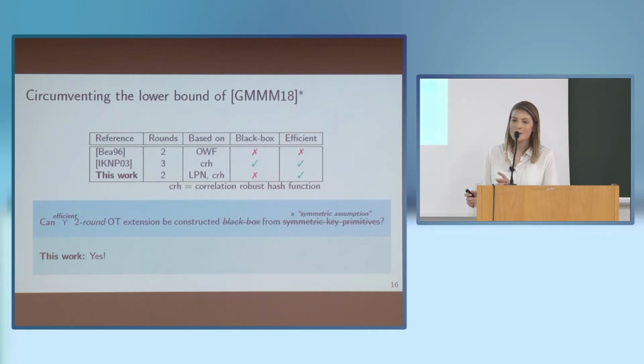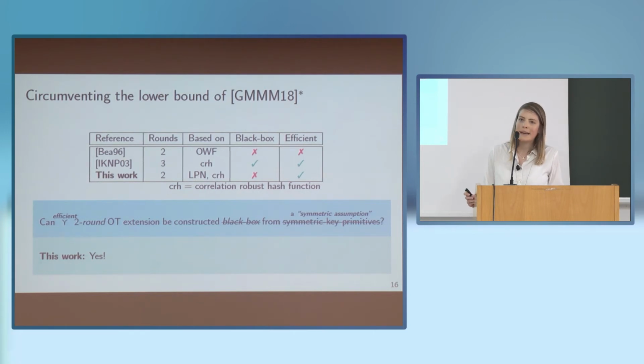And so yes, we can answer the question that I posed before with yes. Actually, I didn't talk about efficient yet, but I hope you'll be convinced after the next slide that it is efficient. And it's based on learning parity with noise. And how does it circumvent the lower bound? So of course it's not black box, because we use the actual learning parity with noise assumption.